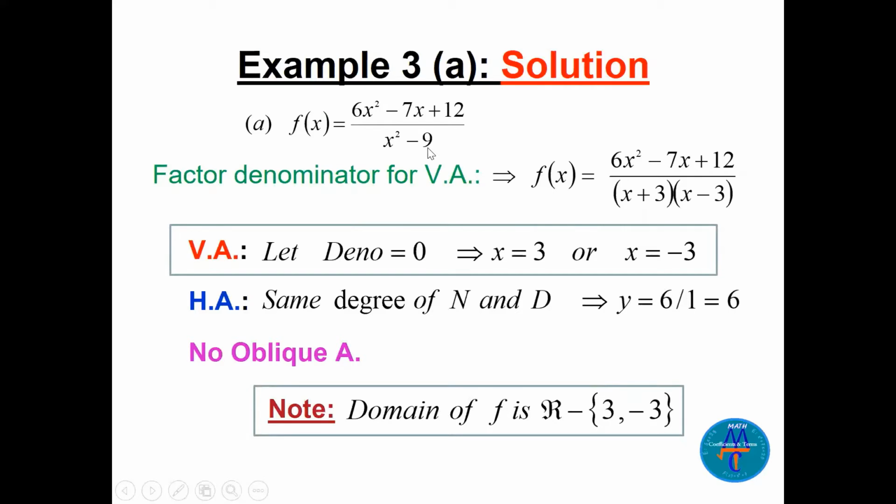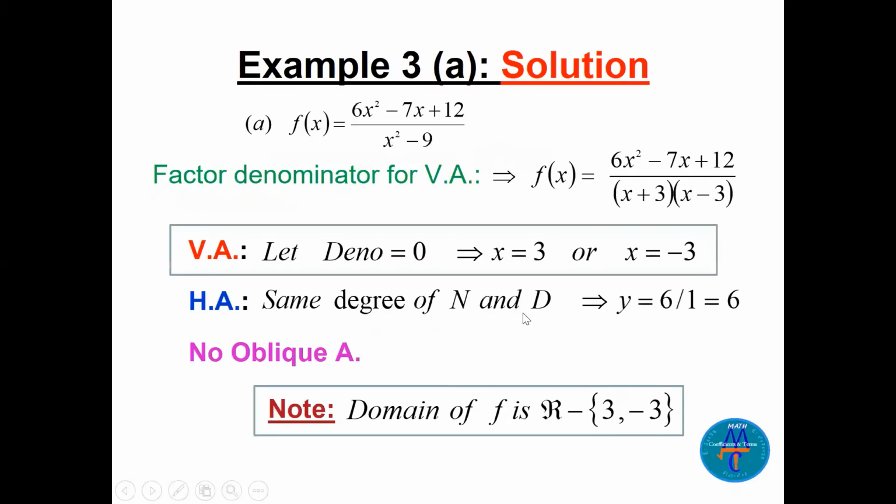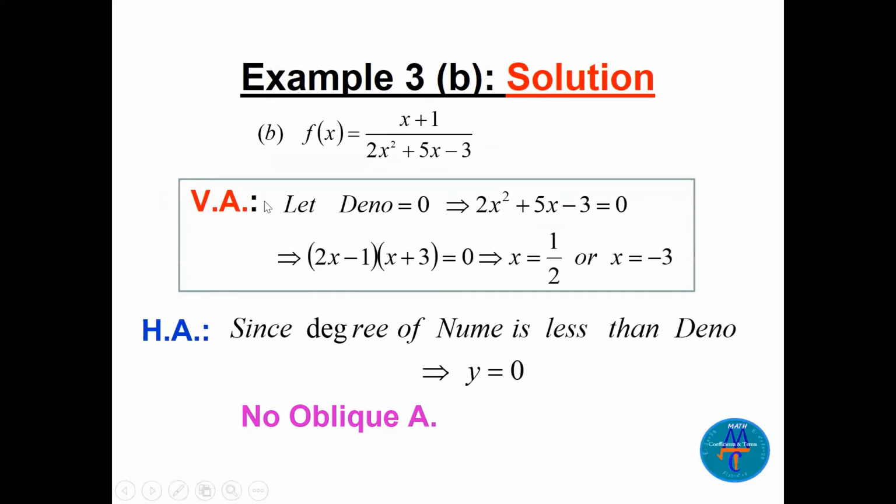Now note here the domain of the function f is all real numbers except the vertical asymptotes 3 and -3. Now the second one, we have (x + 1)/(2x² + 5x - 3). We see here the degree is less. So if we put here x squared, it will be 0x² + x + 1. To find the vertical asymptotes, we factor the denominator, (2x - 1)(x + 3). So we have two vertical asymptotes. In the horizontal, we have the degree less, so y equals 0 is the horizontal asymptote, which is the x-axis. No oblique asymptotes.